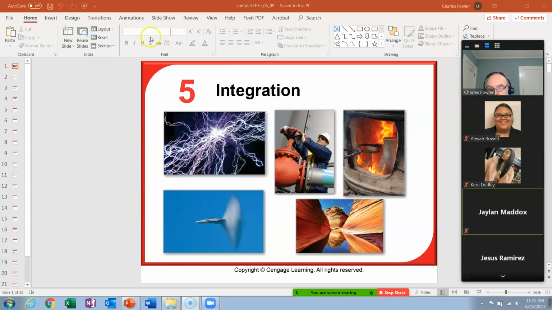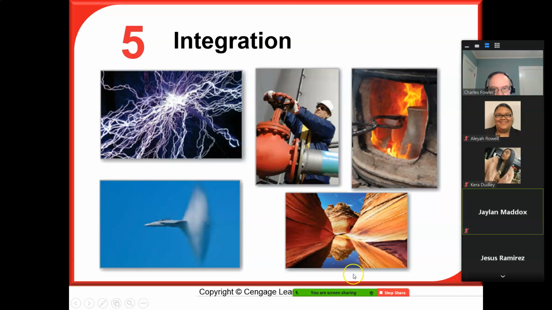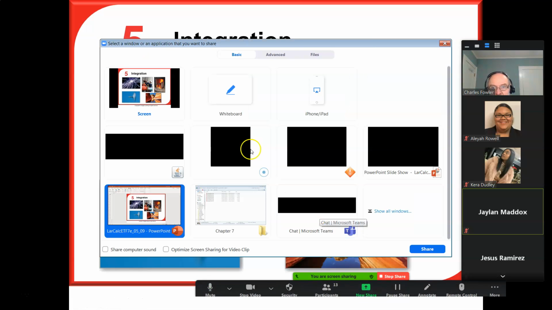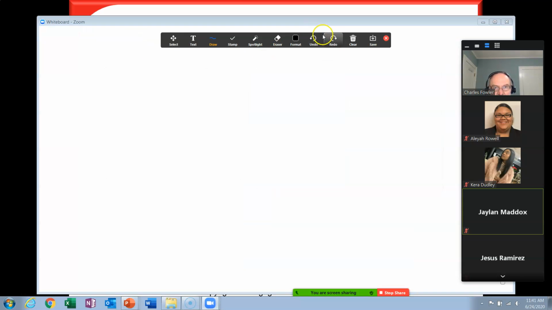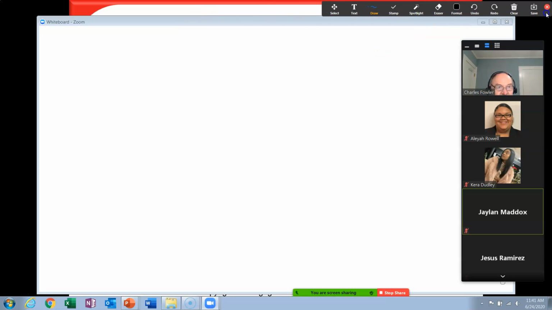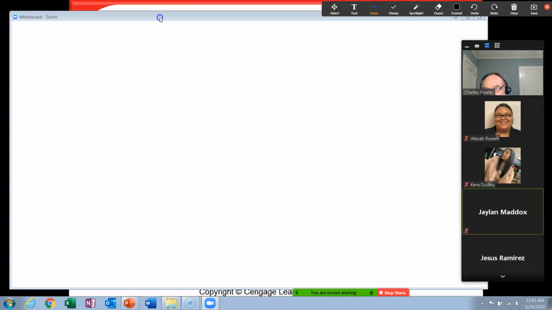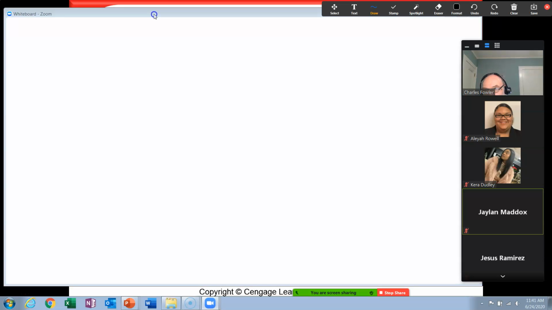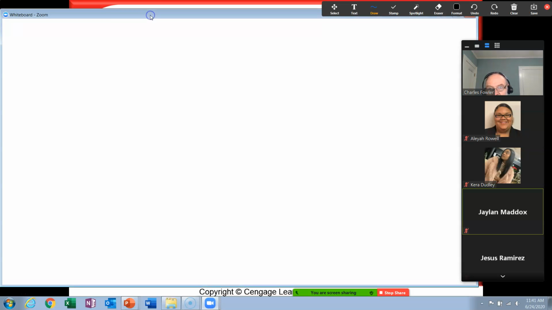Now, get the slideshow set up from current slide, though I won't be using that yet. We'll be starting on the whiteboard. The whiteboard taskbar is in the way, so let me move it, and also adjust the whiteboard where I can. Okay, there we go.